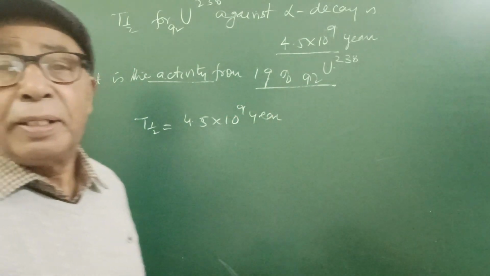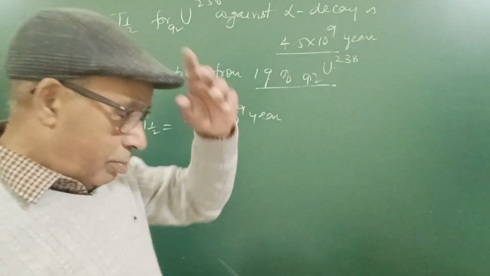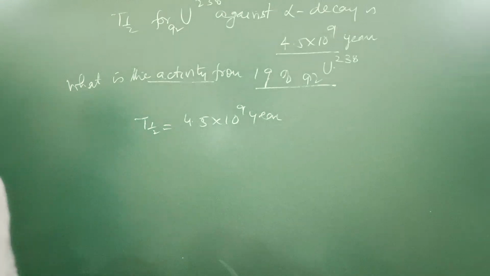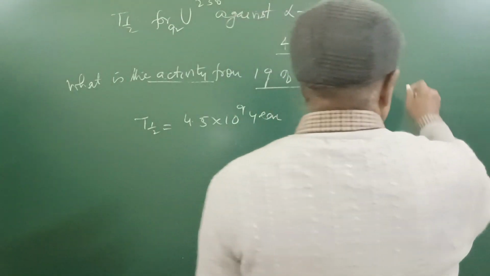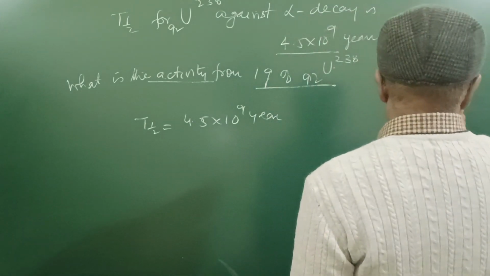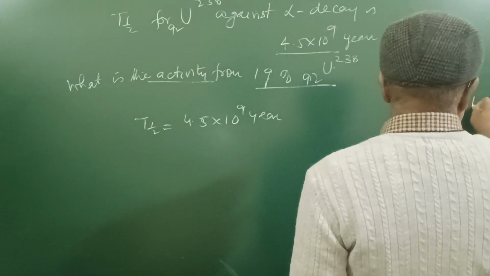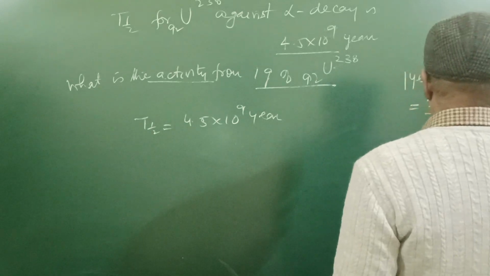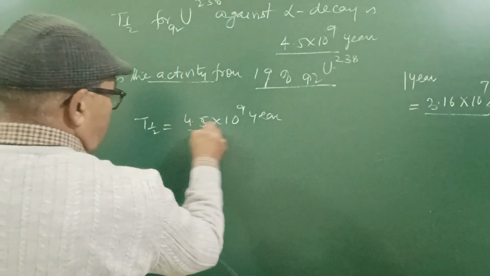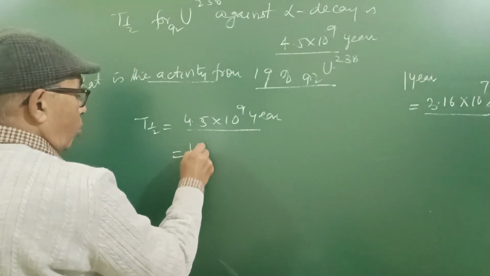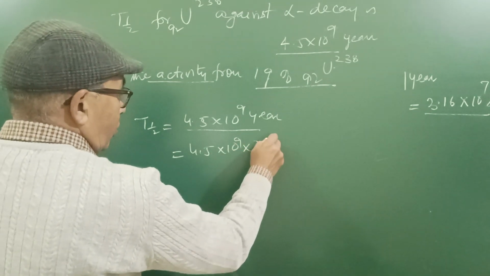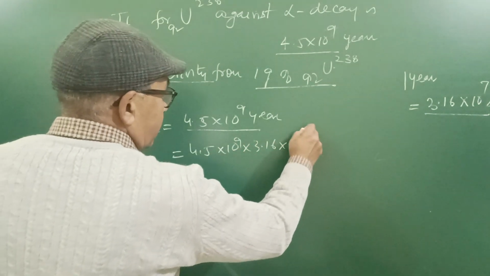My dear student, try to have some tricks. For some tricks you have to learn something. 1 year, how many seconds? I have told many times. 1 year is 3.16 10 to the power 7 seconds. Remember this. Actually, we need this to convert this into seconds. 4.5 into 10 to the power 9 into 3.16 into 10 to the power 7.